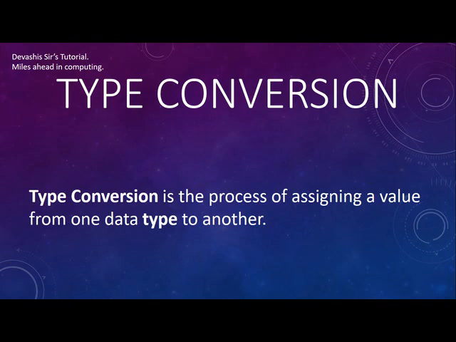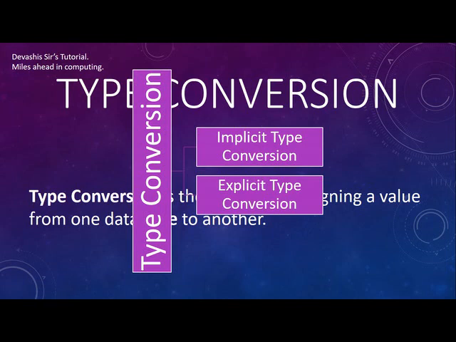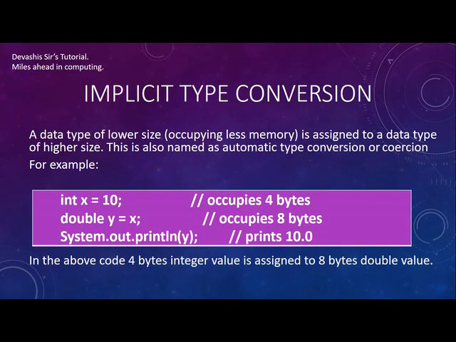And there are two types of type conversion. You can see over there, implicit type conversion and explicit type conversion. Implicit type conversion is done automatically by Java. And explicit type conversion is entirely done by the user or the programmer. So what happens with implicit type conversion? You can see over there, a data type of lower size occupying less memory is assigned to a data type of higher size. So higher data type, that means the size in bits or bytes.